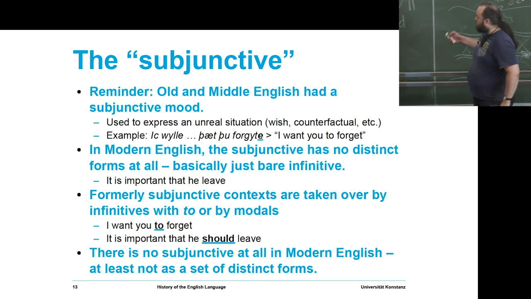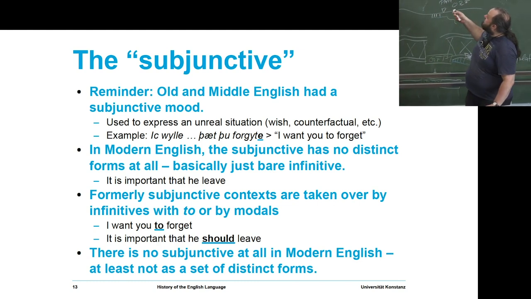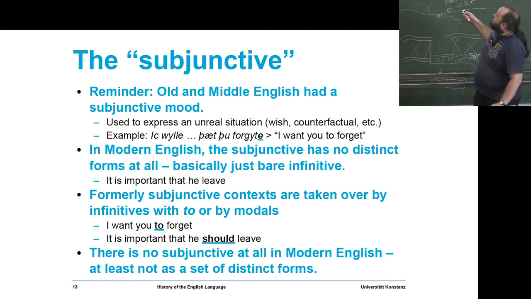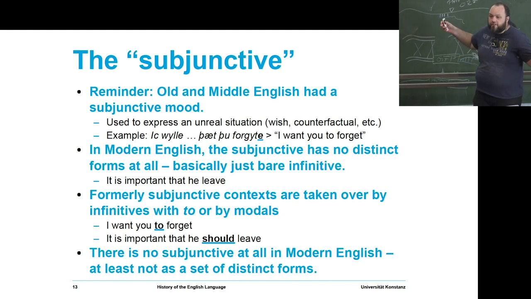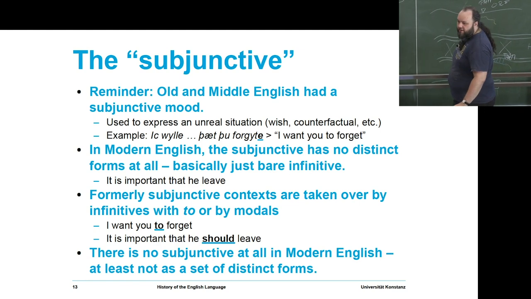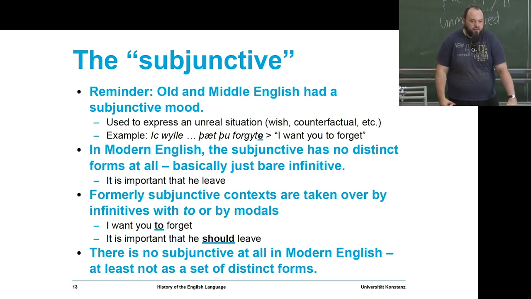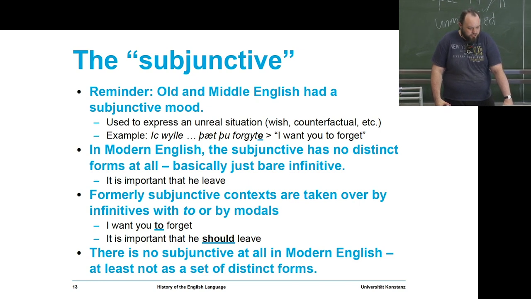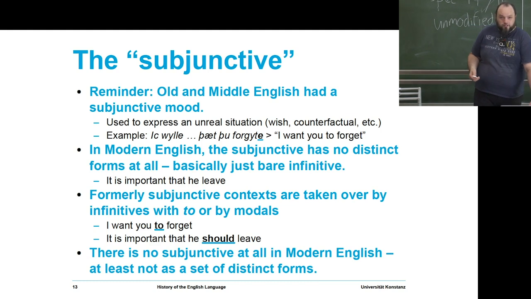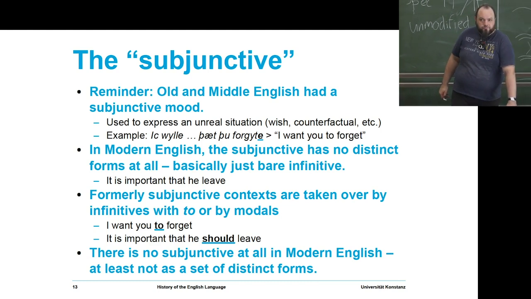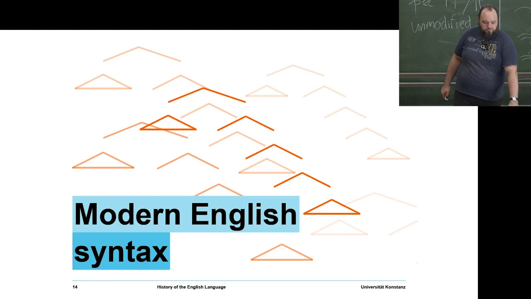These subjunctive forms with a bare verb like this are a bit archaic. Moreover, there's nothing special about this form, right? This is just an infinitive form. So there's no real reason to say that the subjunctive exists in modern English. It's just another use of a bare form of the verb in certain contexts. Does that make sense? Okay, good.